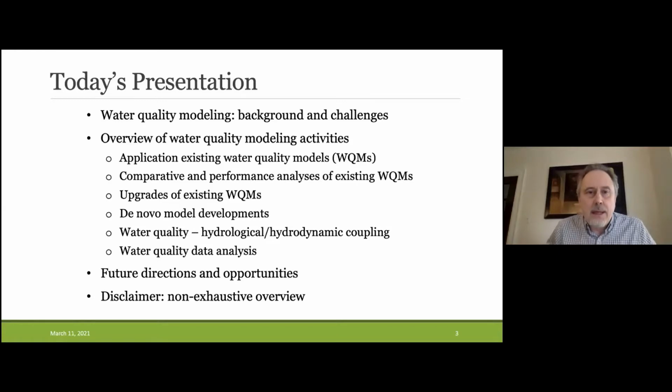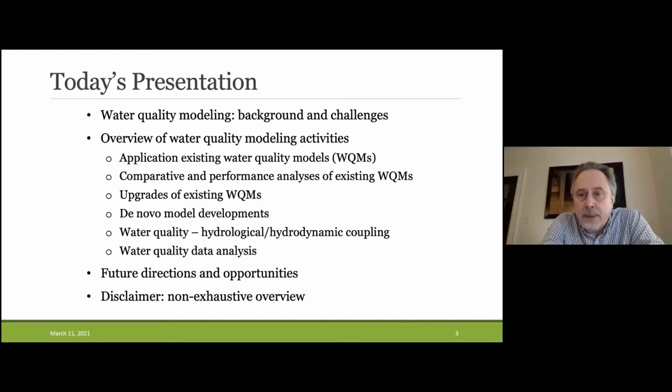So what I'd like to do today is to maybe start off with a little bit of background on water quality modeling. So what are the general challenges that we have when we want to model water quality of freshwater systems. And then I'll spend most of the time giving an overview of the water quality modeling activities within the team. So we'll see applications of existing water quality models, but also comparative and performance analysis of these existing models that sometimes, and I'll show you at least one example, leads to upgrading an existing water quality model. There will also be entirely new model developments.